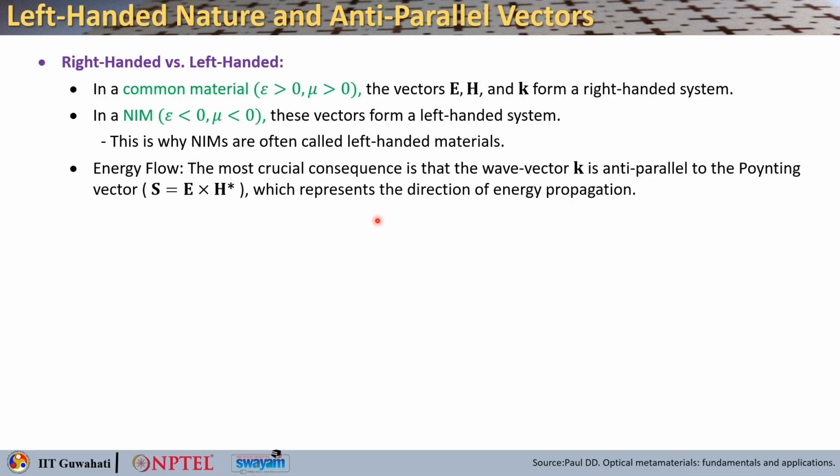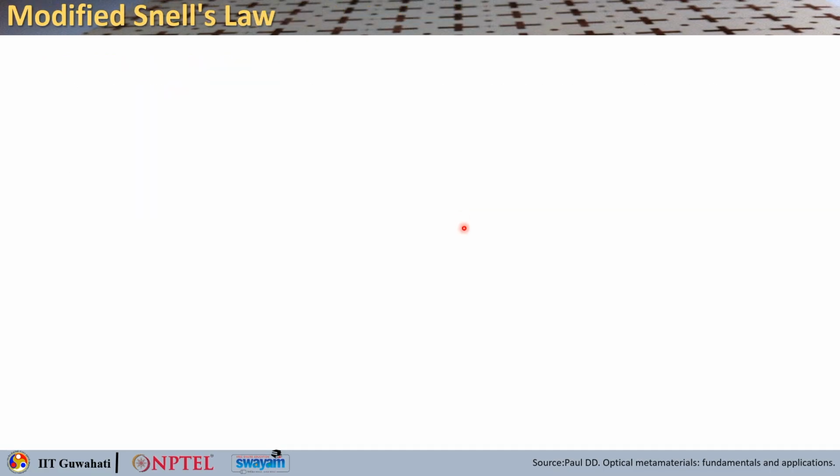Another important aspect is the energy flow. The most crucial consequence is that the wave vector k is anti-parallel to the Poynting vector S, which is calculated as E cross H conjugate. That represents the direction of energy propagation, so your wave vector is going to be opposite to that. That also gives you some interesting effects, like a modified Snell's law.